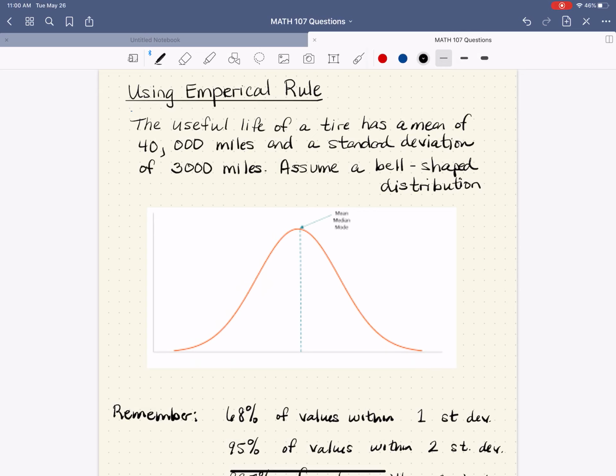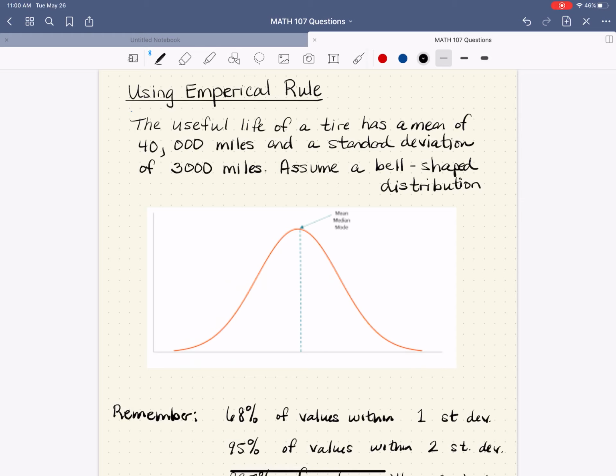Okay, students, so what we're going to do is look at an example of how to use the empirical rule, which is something that's just used when you have a bell-shaped distribution and you know the mean and standard deviation, and you want to make some estimates. It's easier than just counting out values.